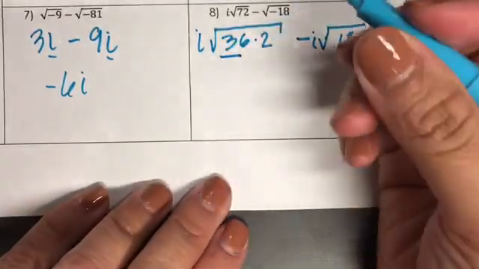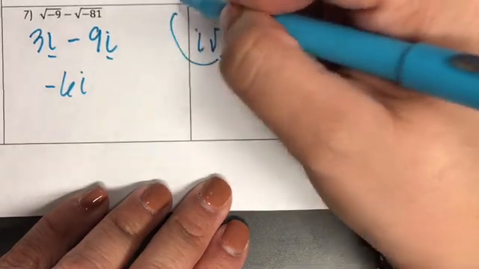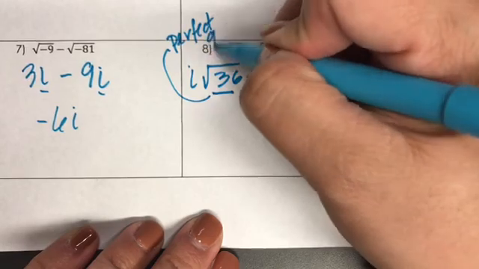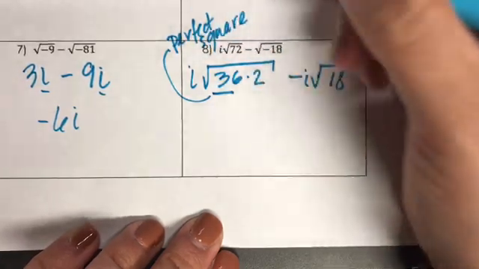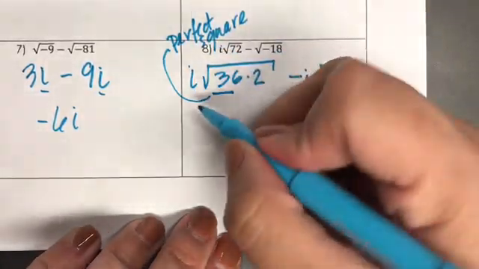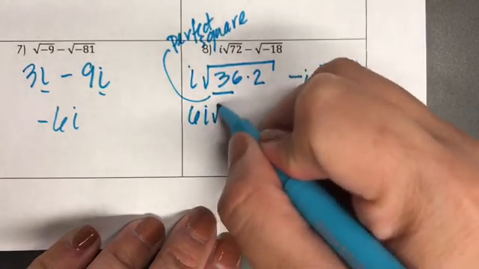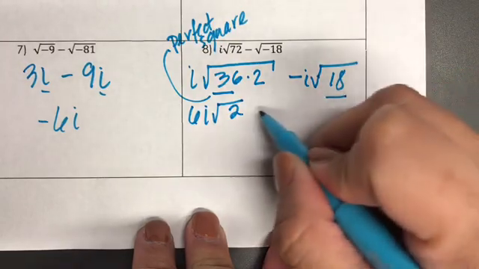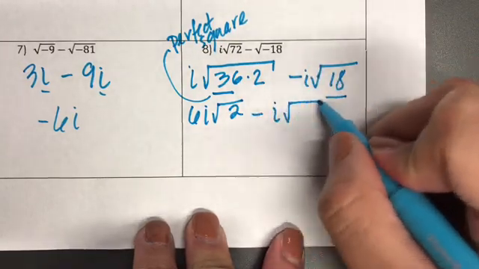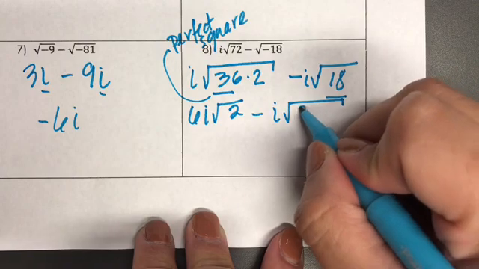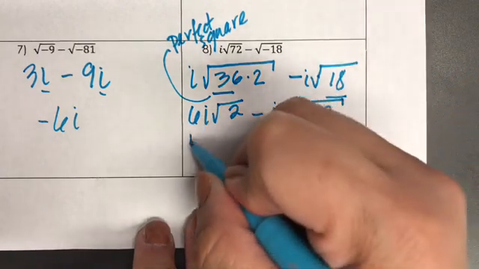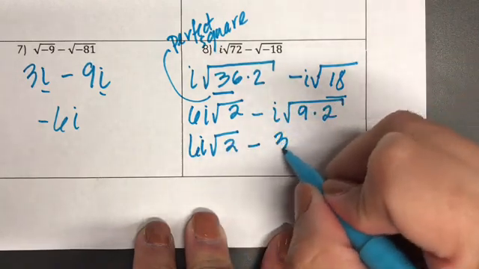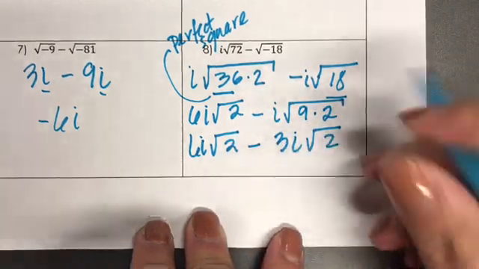We're going to take this out. This is a perfect square. So we're going to say 6i times the square root of 2. Now we're going to mess with this right here. Minus i, expand it. 9 times 2, 6i square root of 2 minus 3i square root of 2.